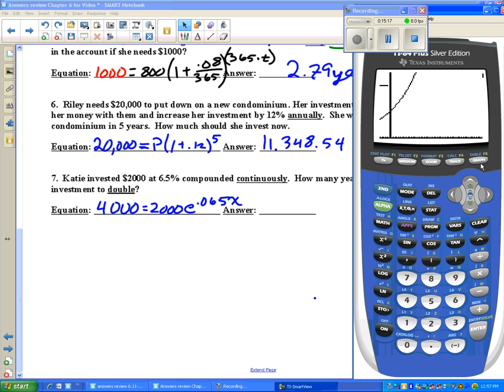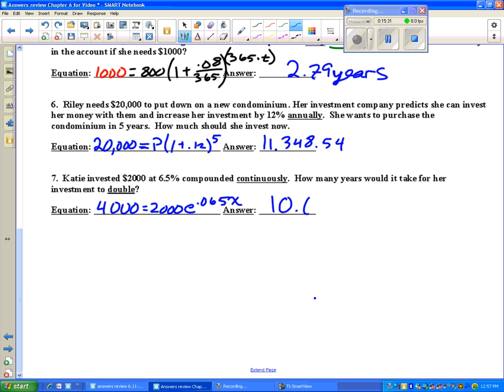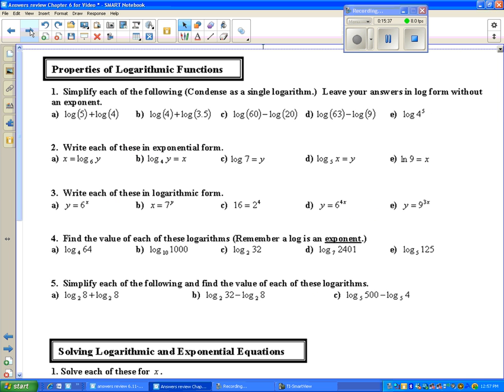There's one graph. There's the other. If I can see it, I can find it. Second trace to go to the calc menu, number 5. Enter, enter, enter. 10.66 years. 10.66 years. All right, let's go to the next page, last page.